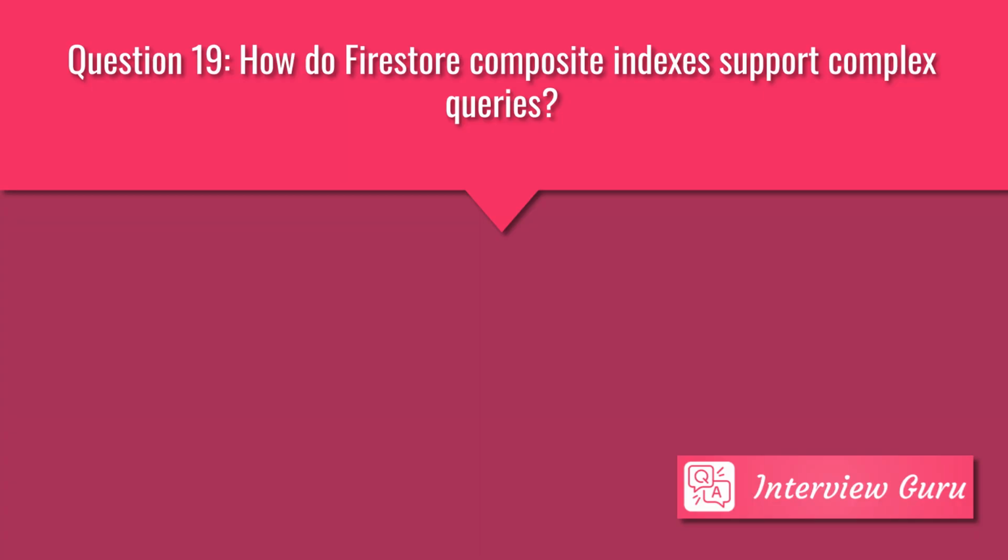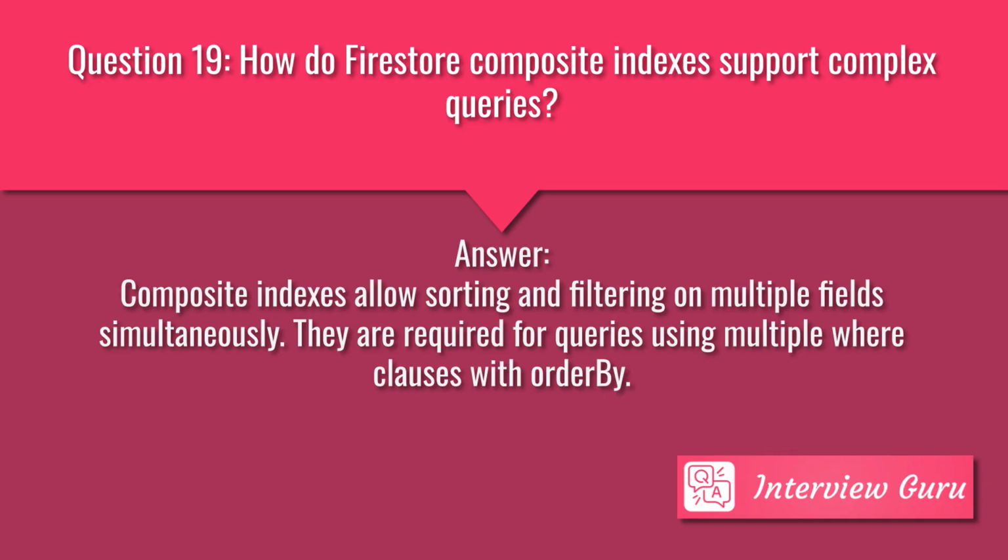Question 19. How do Firestore composite indexes support complex queries? Composite indexes allow sorting and filtering on multiple fields simultaneously. They are required for queries using multiple where clauses with order by.